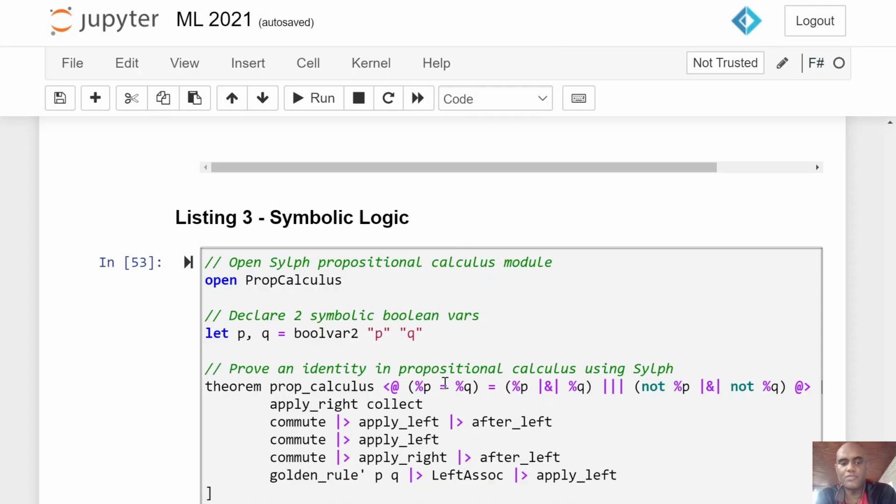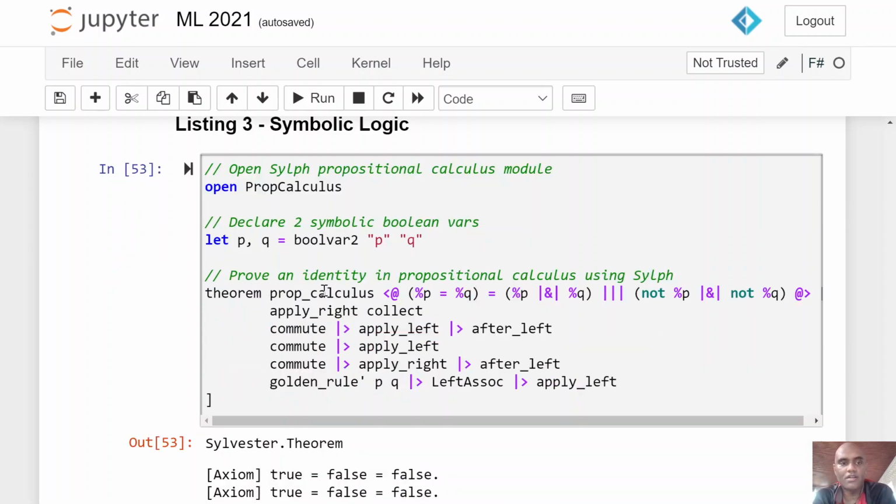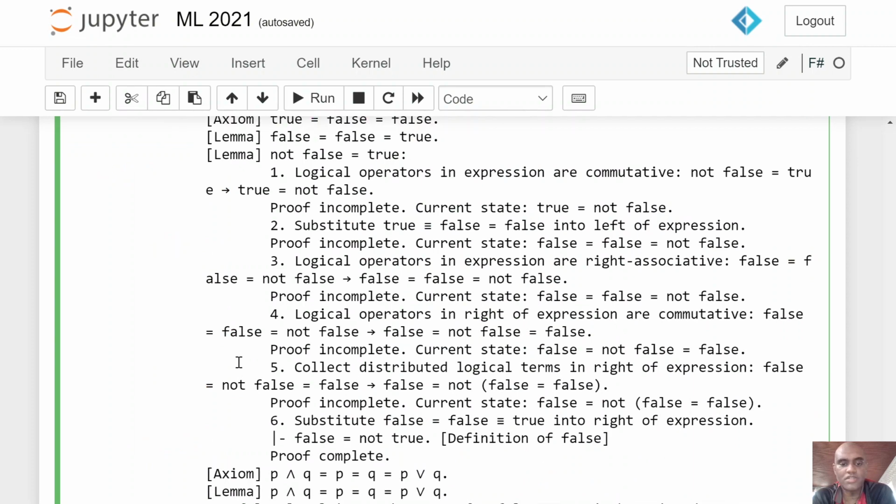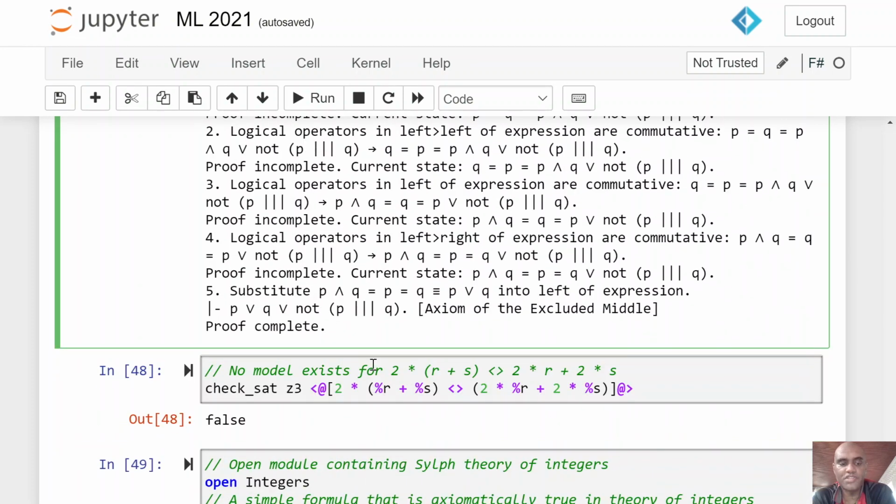So you can look at an example of symbolic logic here. We have a theorem in propositional calculus that we want to prove using SELF. Again, we're using F-sharp quotations to try and prove this theorem. This is the theorem that we want to prove. These are the rules that we use. And this is the complete proof that gets printed out.